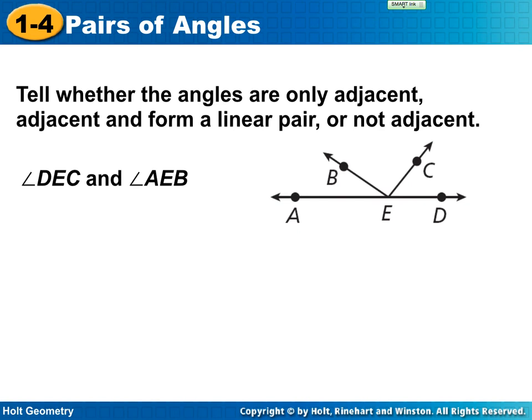So either only adjacent, adjacent and linear pair, or not adjacent. Show me. These are not adjacent. They're not adjacent because the rays that make angle BED would be these two green ones. The blue ones over here are the two that make angle DEC. None of those are the same ray.